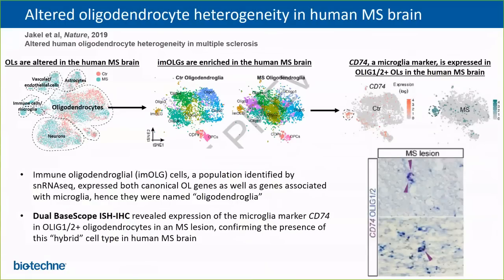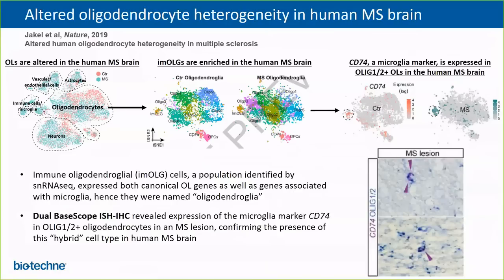The authors also identified, through single nuclei RNA sequencing, this new cell population, immune oligodendroglial cells. This is a population that seemed to express both canonical oligodendrocyte genes as well as genes associated with microglia, hence why they were termed immune oligodendroglia.